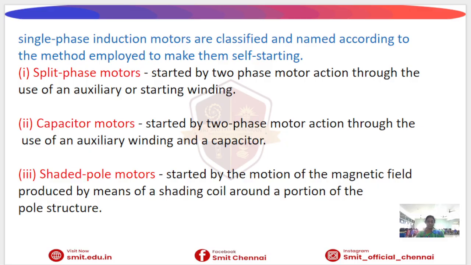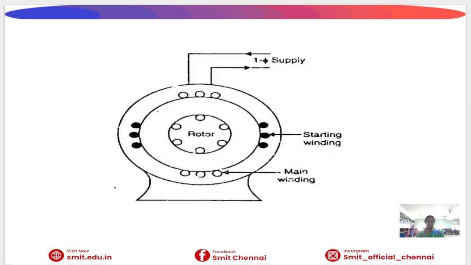In the split-phase motor, starting is also done as a two-phase motor action, using an auxiliary or starting winding. The capacitor motor also acts as a two-phase motor through the auxiliary winding and a capacitor. Here we use a capacitor, because it is a capacitor motor. The third one, the shaded pole motor, is produced by means of a shaded coil around a portion of the pole structure. This is the main winding and this is the starting winding. The starting winding is used to start the rotor, and if it is a capacitor motor, we add a capacitor in this starting winding.